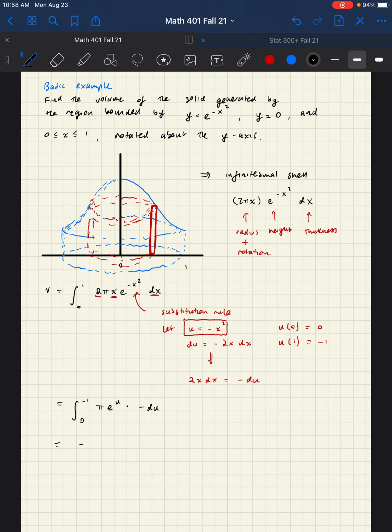That way we don't have to revert back to substituting in x. All right, so all that aside, that means we end up with negative pi e to the u, evaluated from 0 to negative 1. And when we apply FTC2, this will become negative pi times e to the negative 1 minus e to the 0. Then simplify that, and you get pi times 1 minus 1 over e. And that's not too bad.